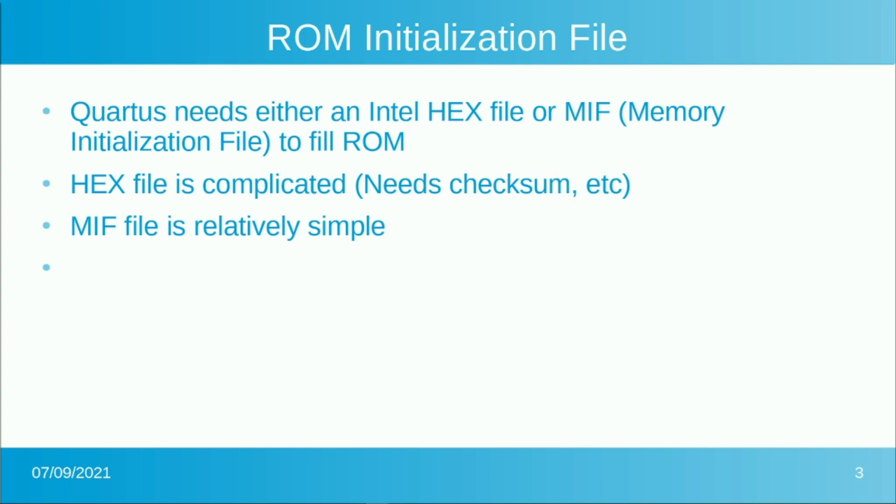The complication I mentioned is the ROM initialization file. In Quartus, you can give it either an Intel hex file or an MIF file, a memory initialization file, to fill up that ROM. And hex files are complicated. They have checksums. Yes, there are utilities to create the hex file from a binary file or do other things like that. But the MIF file format is really simple, and it should be fairly easy to take our assembly program and convert it with a little utility, and we'll take a look at that here. The output of what we'll do is a MIF file, which you will select when you configure the ROM, and we'll go through those steps.